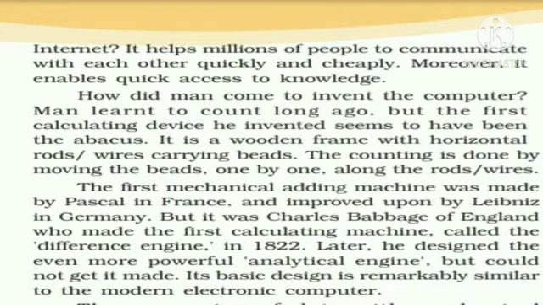The first mechanical adding machine was made by Pascal in France and improved upon by Leibniz in Germany. But it was Charles Babbage of England who made the first calculating machine called the difference engine in 1822. Later, he designed the even more powerful analytical engine but could not get it made. Its basic design is remarkably similar to the modern electronic computer.